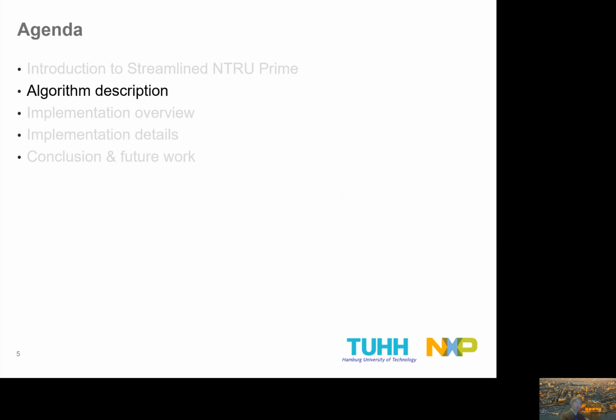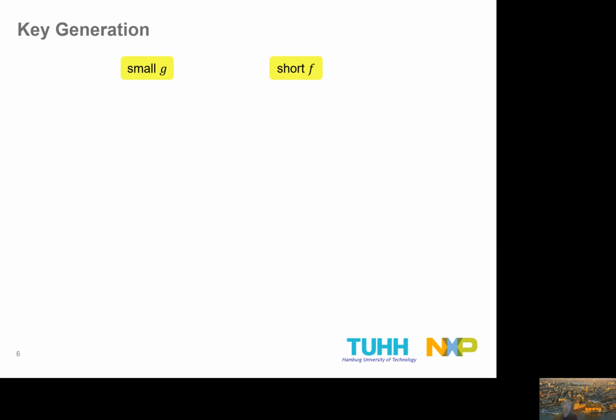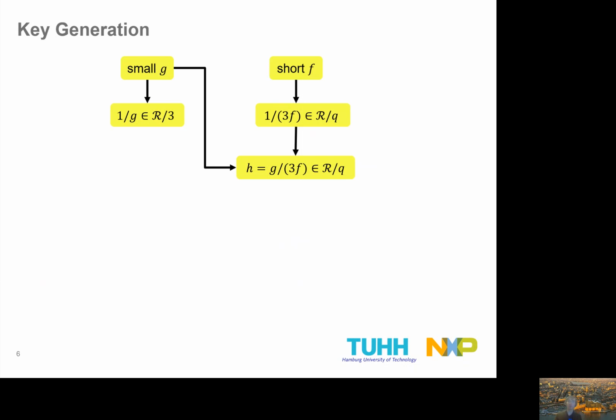I will now go on and give an overview and description of the algorithm itself, beginning with the key generation. This starts off by generating a uniformly random small g, as well as the short polynomial f. We then proceed to invert these polynomials: 1 over g in R3 and 1 over 3f in Rq. We then take our 1 over 3f polynomial and multiply it by g in Rq to get the polynomial h. We then encode this polynomial to get the public key.